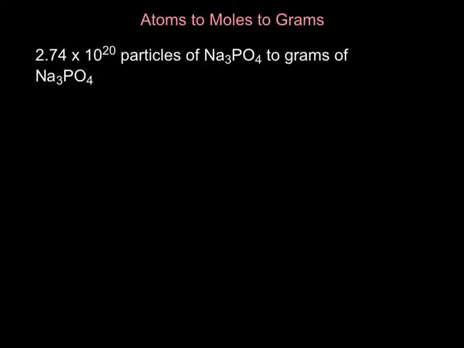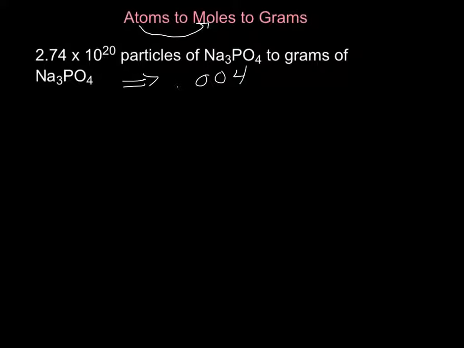Okay, now we left off converting from atoms to moles, right? So we've done this conversion here, and we ended up with 0.004 moles of sodium phosphate. Okay, so there we are. Now we're going to do the next step in the conversion. We're at moles, and now we need to get to grams. So let's go ahead and set up that part of the conversion.